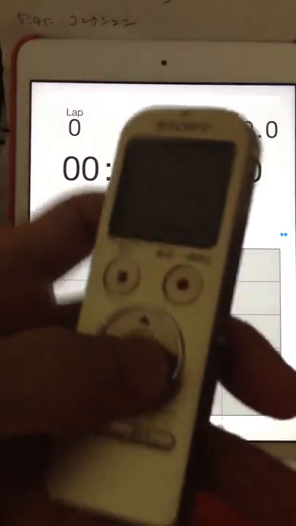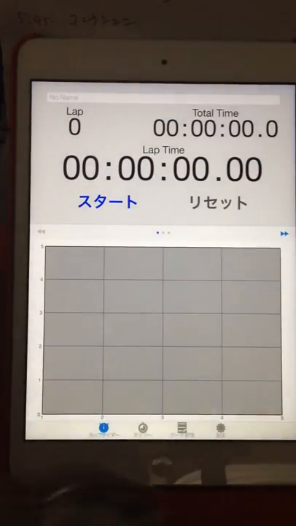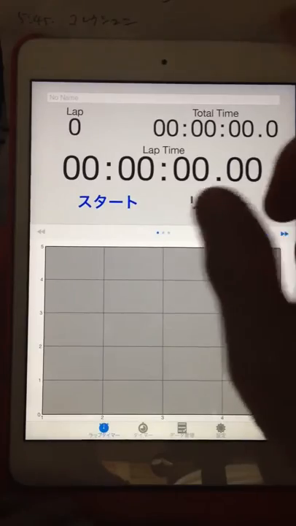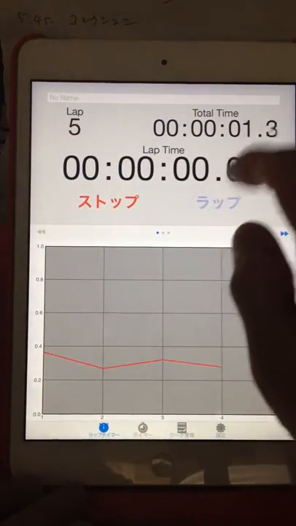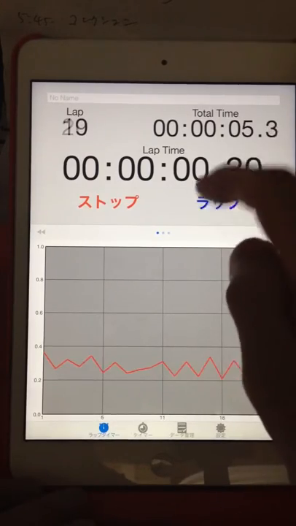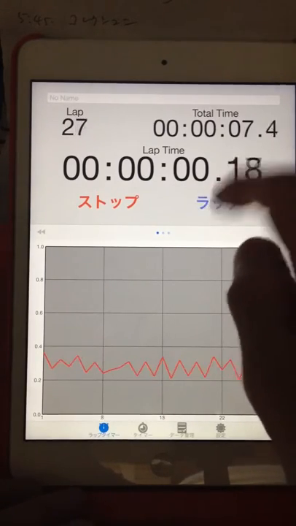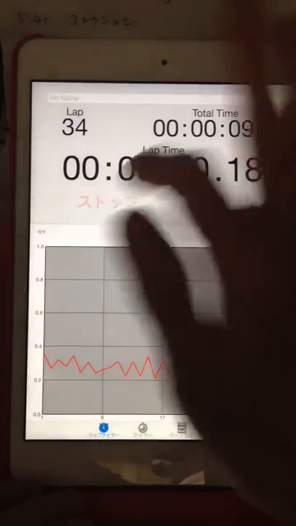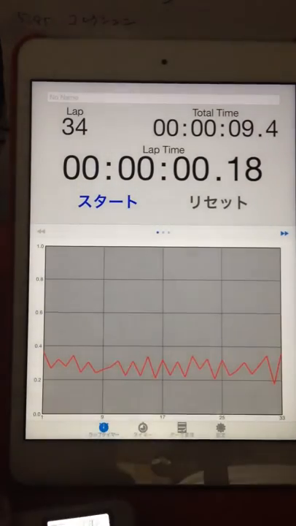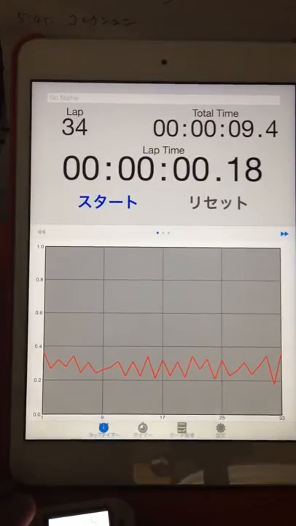Every morning experiment on timing progression. Let's start singing and tapping. Recording. 1, 2, 3, 4. Today, 9.4 seconds.